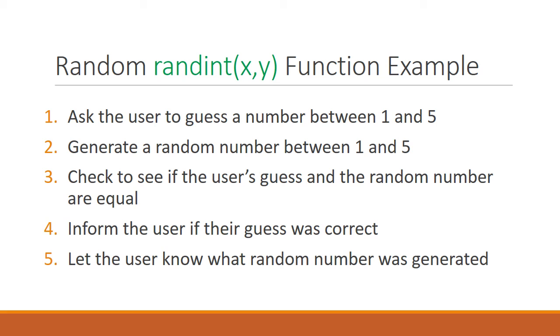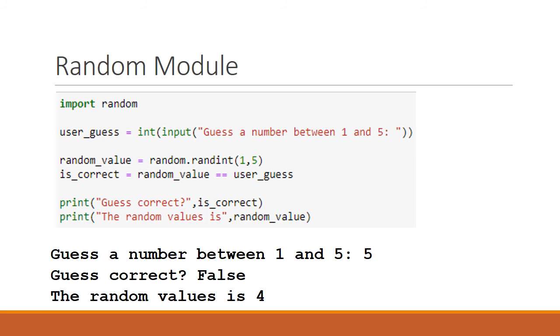Let's consider an example of the randint function. First, we're going to ask the user to guess a number between 1 and 5. Then we're going to generate a random number between 1 and 5. Next, we're going to see if the user's guess and the random number are equal. And we're going to inform the user if their guess was correct, and let the user know what random number was generated.